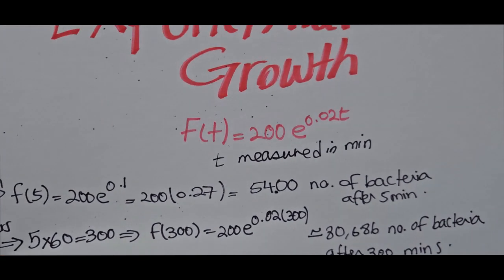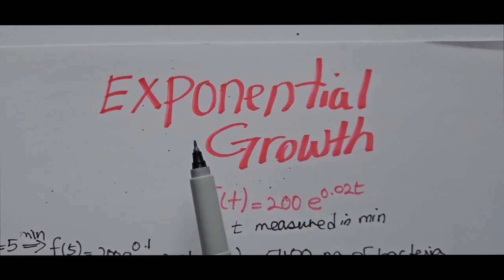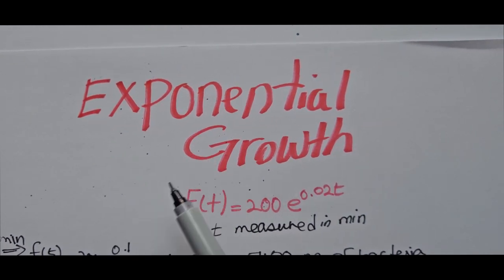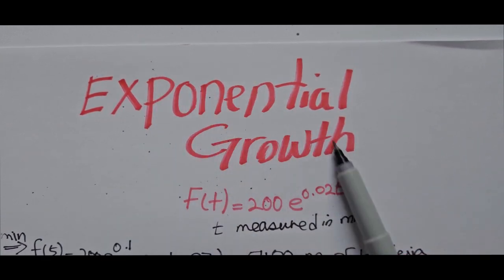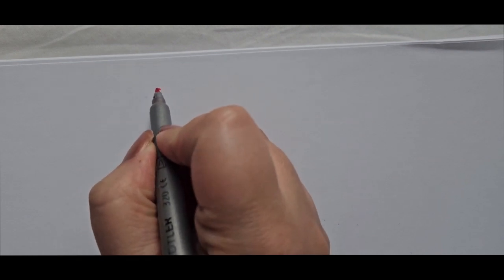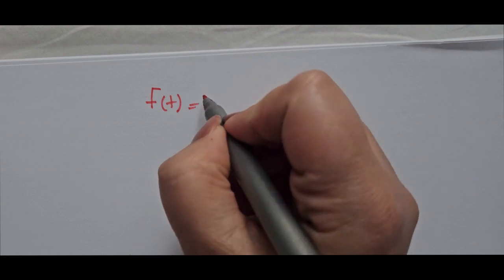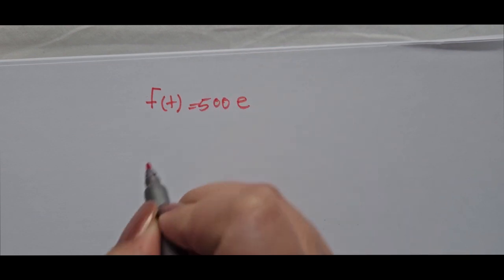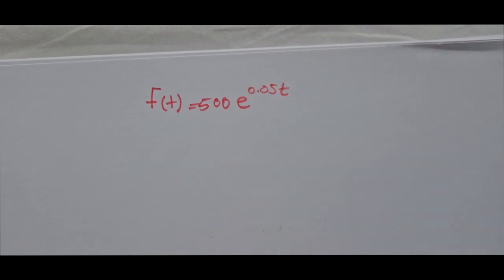And remember, guys, these types of questions are either exponential growth or exponential decay. The only difference is that when it's growth, it's increasing in time. When it's decay, it's decreasing in time. Okay, here we have another type of bacteria in which the population growth is given in terms of time as 500 times e to the power 0.05 t.